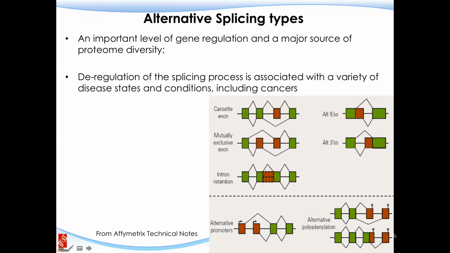Later on we will see that different regulatory mechanisms may regulate these processes. And also, the deregulation of the splicing process is associated with a variety of disease states and conditions, including cancer.